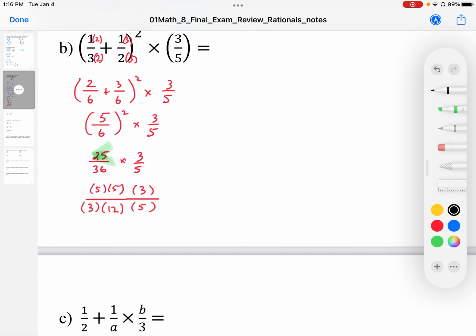And now I can just look to see if it will simplify. So I have a common factor of 5 and 5, 3 and 3. And what's left over then is going to be the final answer. And this is a simplified answer of 5 over 12.